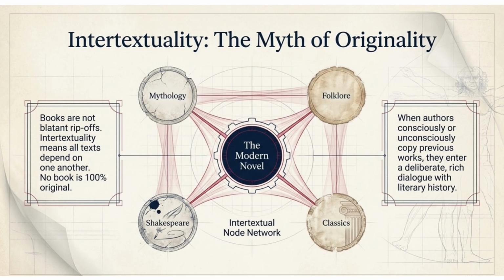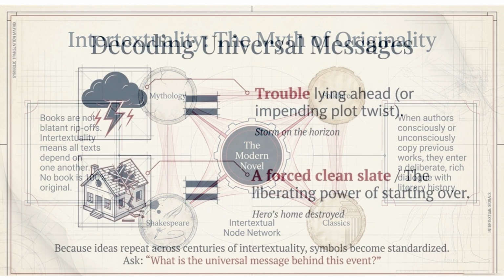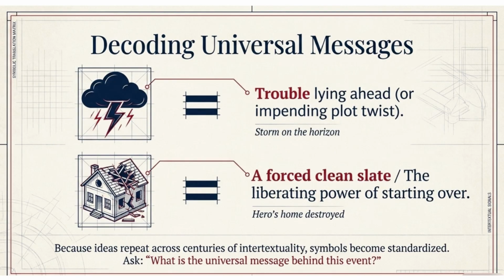For example, whenever a storm is seen on the horizon, this is usually a symbol for trouble lying ahead, whether in the form of an actual storm or a plot twist. Often, the hero's home is destroyed, and he or she has to start all over. This is usually meant to show that even in destruction, there is a liberating power. Ask, what's the universal message behind this event?